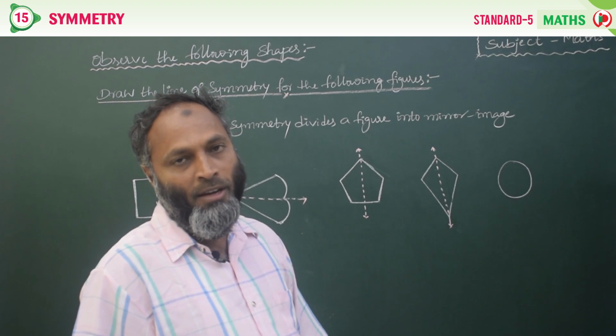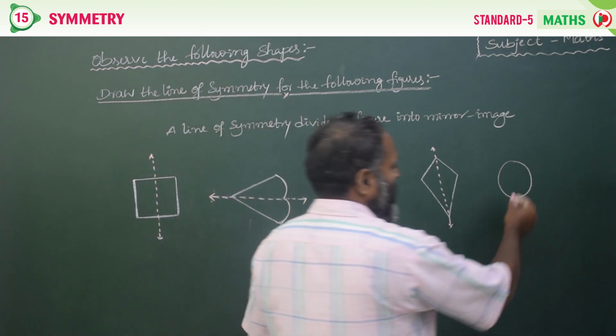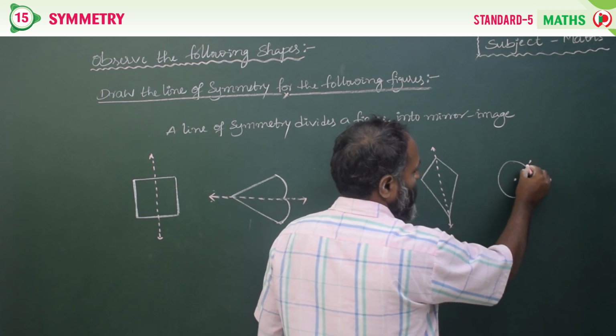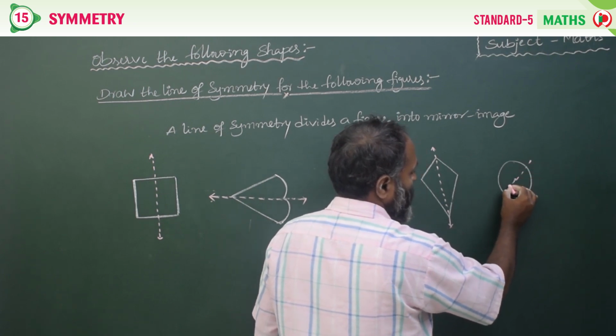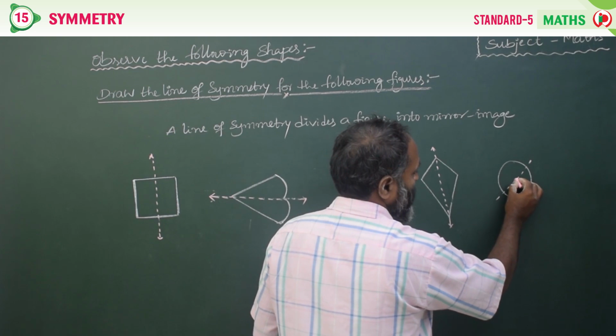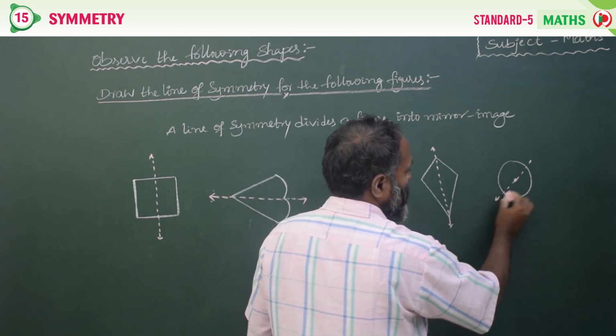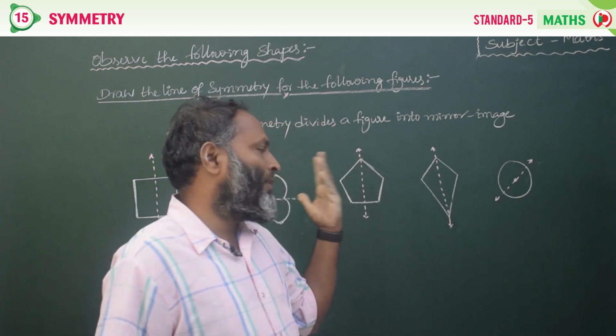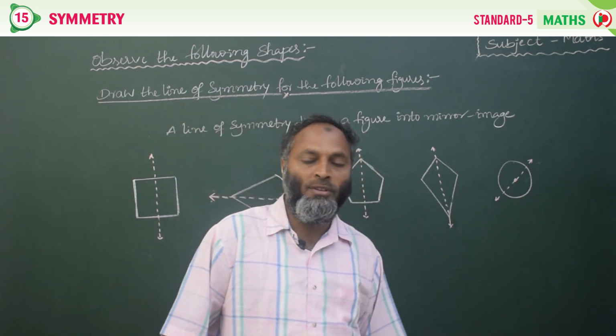So a circle has infinite lines of symmetry. However you want to draw, you can draw, but the line should pass through the center of the circle. Then only the line is a symmetrical line. So here, this is a symmetrical line. Infinitely many symmetrical lines we can draw from the circle.